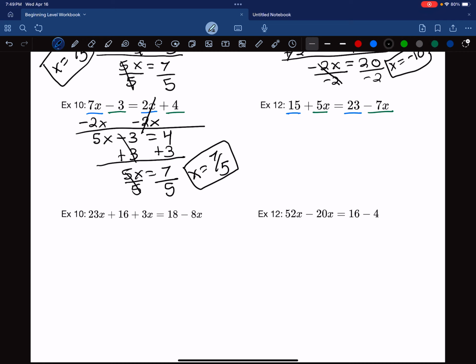So as from the last example, we're going to want to combine our x's, or get our x terms on one side of the equation. So to do that, I'm going to add this 7x to both sides. So we got 15, plus, and then 7 plus 5 equals 12. So we got 15 plus 12x equals 23.